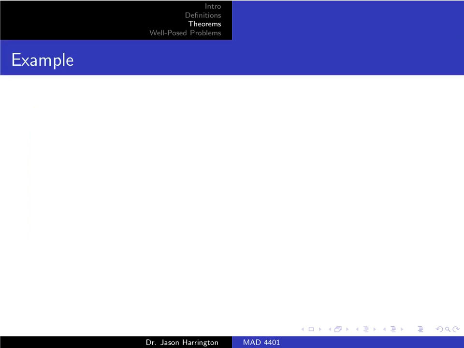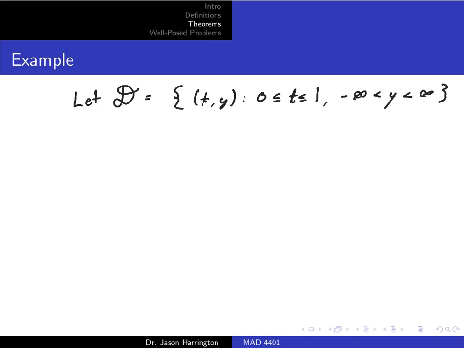So let's try this out. Suppose I let D, the domain of my set, be the set of t comma y such that t is between 0 and 1 and y is between negative infinity and infinity. And I'm going to consider, well, not even the ODE, let's just consider a function first. I'm going to have f of t comma y equal to y minus t squared plus 1.